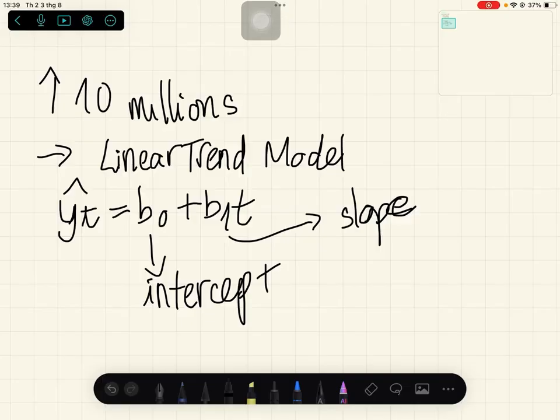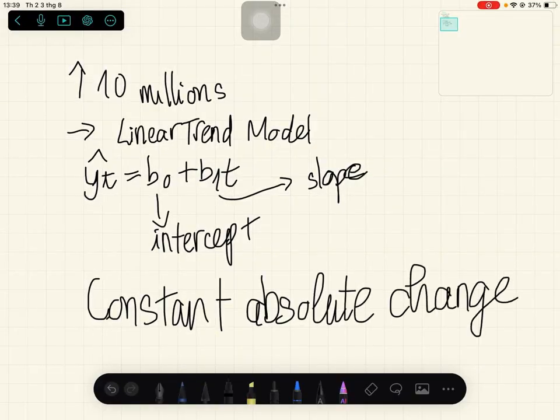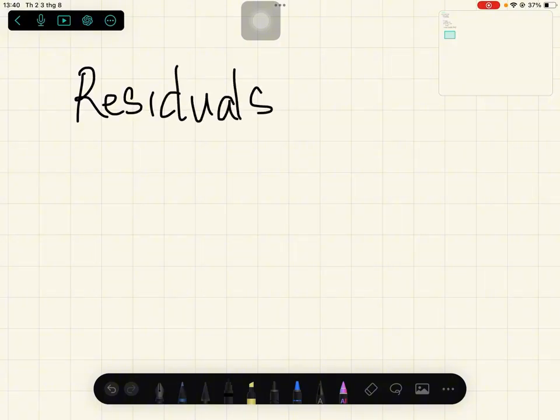Think of the slope as the speed of the trend. A larger slope means faster linear growth. A smaller slope means slower growth. The key phrase to remember is constant absolute change, not constant growth rate, constant increase in actual units. Of course, real-world data almost never form a perfectly straight line. Some observations lie above the trend, others fall below it. Those differences are called residuals or prediction errors.